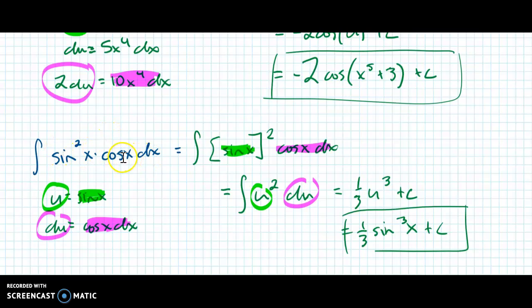Next one, sine squared x cosine x dx. I'm going to rewrite it with some brackets first. Sine squared times cosine x dx. Then I got to choose which one is the u. Is it the sine or is it the cosine? Because they sort of both derive to themselves, just with positives and negatives. Well, this sine is interior to another function, squared, so I'm going to make that one the u. U is sine, derivative of u is positive cosine. So this is my u. When I sub it, cosine x dx gets replaced by the du right there. Then I can integrate that, 1/3 u cubed plus c, and I sub my sine back in and get this answer here.